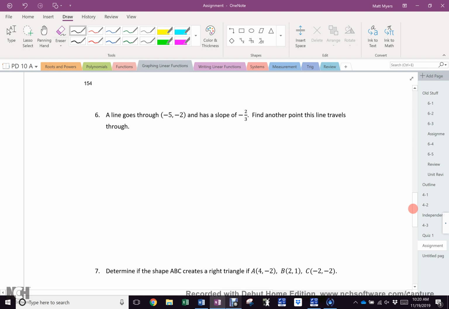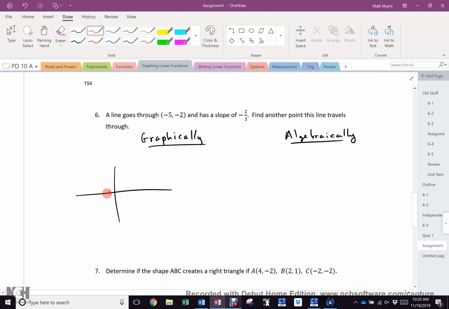Turn the page over. This question can be done graphically. Super easy. But it can also be done algebraically. Let's do the super easy graphy way first. Negative 1, 2, 3, 4, 5, 1, 2. There is the point that is on the line. Slope of negative 2/3.